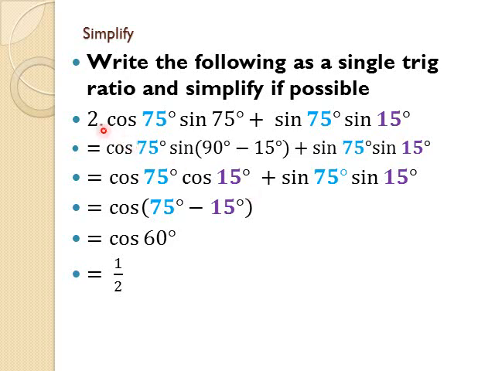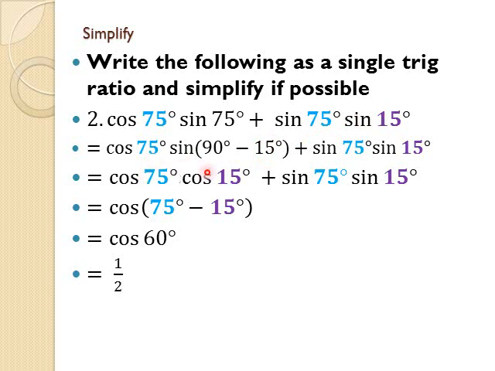Right, if we look at problem number 2, I have cos 75, sin 75, sin 75, sin 15. So cos 75 and sin 75, same angle. Right, sin 75 and sin 15 not the same, so I'm going to make it the same so I can use my compound angle. So 75 can be written as 90 minus 15. So that 15 corresponds with that 15.